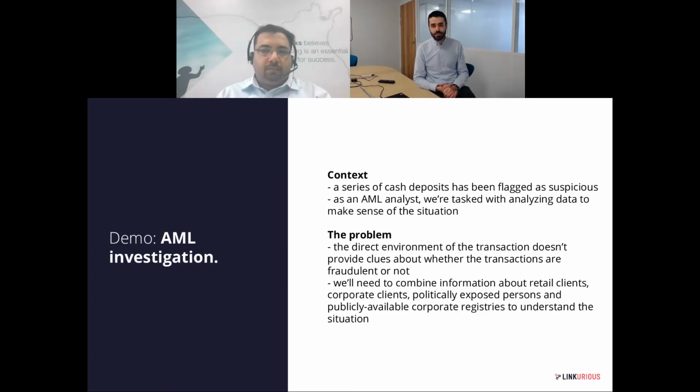But there's a few problems here. First, the direct environment of the transaction doesn't provide clues about whether the transactions are fraudulent or not. And secondly, we need to combine different data sources, such as information about retail clients, corporate clients, politically exposed persons, and publicly available corporate registries to really understand what's going on and ultimately make the right call.